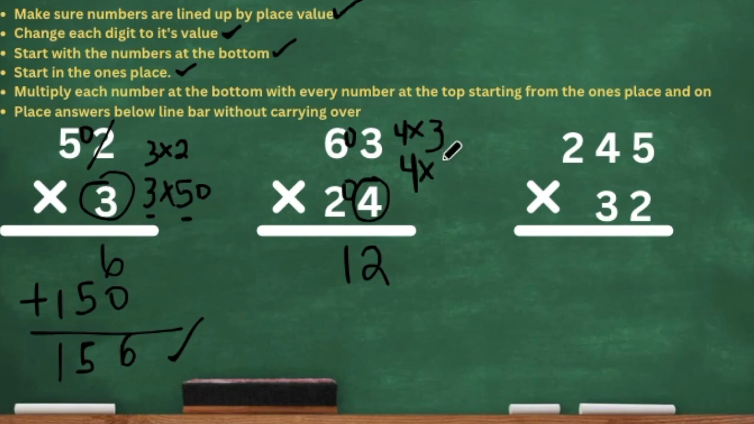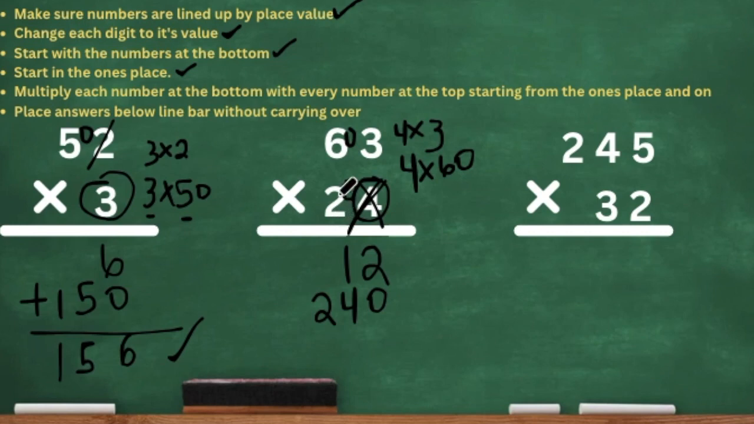It's always good to write your equations out so you can keep up with what you're doing. So 4 times the 60 is 240. I'm just going to make sure that I line my numbers up by place value because that's very important. Now we're done with the 4. We multiplied the 4 by the 3 and by the 60, so now we're going to cross the 4 out because we no longer need it.